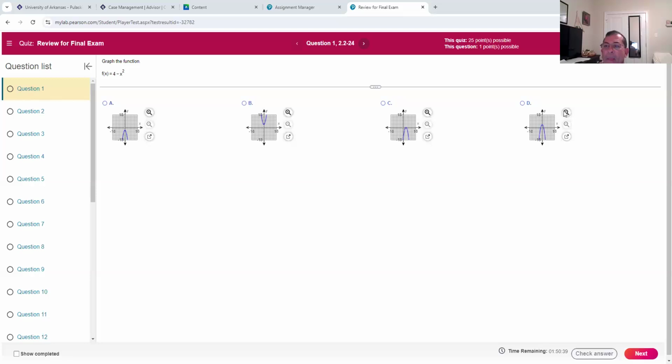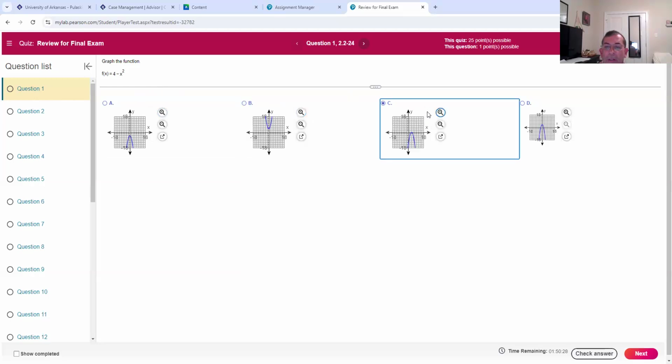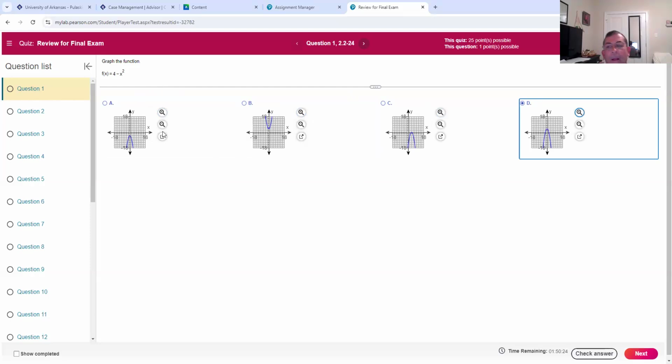All right, so I'm going to start on MATLAB since they're starting with graphs on this. So y'all, they just want us to graph the function and pick one of these four. I'm going to zoom them in just a little bit here. All right, so I'm just going to go to my calculator and graph this real quick. 4 minus x squared.